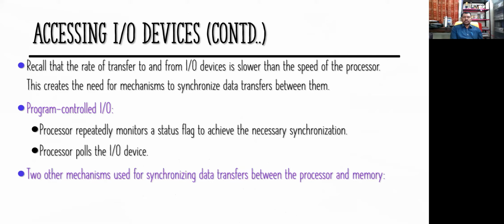There are two more mechanisms for synchronization of data transfer between processor and memory. Those are interrupts, and the other one is direct memory access. In direct memory access, the processor gives up hold of the data lines. So I guess this is enough for today, and from tomorrow onwards we will start with the interrupts.